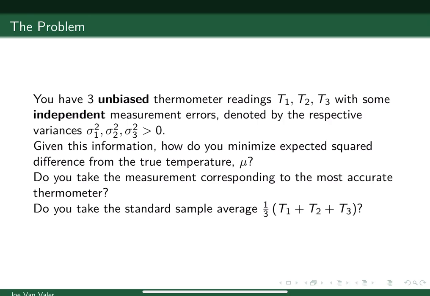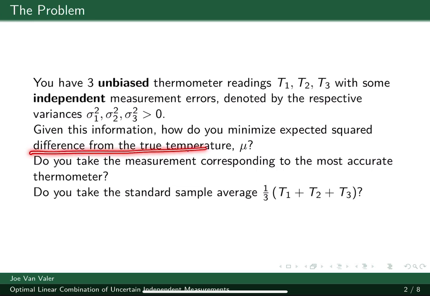And these measurement errors are going to be independent between the different thermometers. And that kind of makes sense. There's no reason one thermometer being off by a little bit is going to tell you how much off the other thermometer is. Okay, and then we can measure these with their variances, sigma 1 squared, sigma 2 squared, and sigma 3 squared, all of which are strictly greater than 0.